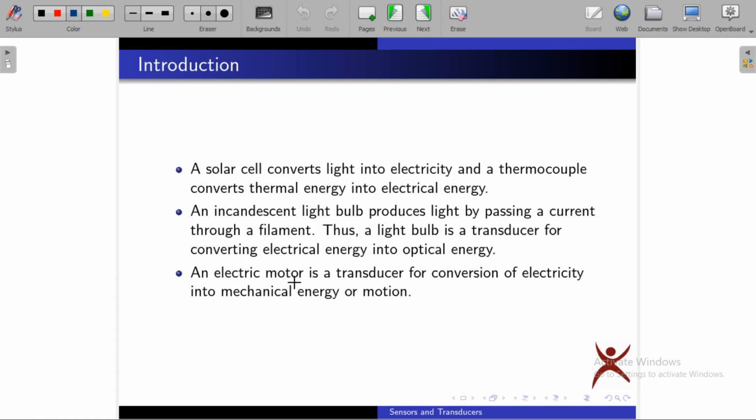An electric motor is also a transducer for converting electrical energy into mechanical energy. A motor is a machine which converts electrical energy into mechanical energy. That's why it is a transducer. An electric generator is also a transducer which converts mechanical energy into electrical energy. All are examples of transducers.